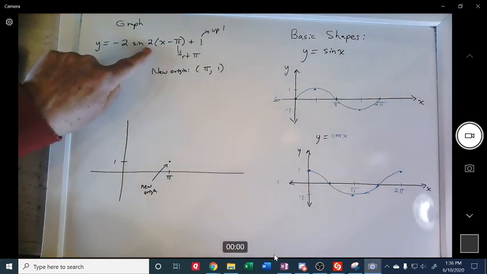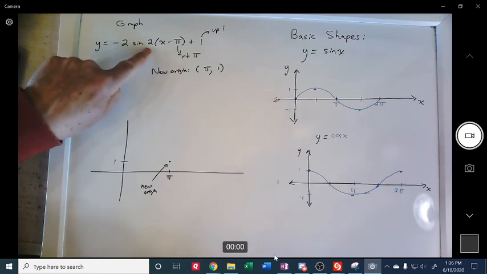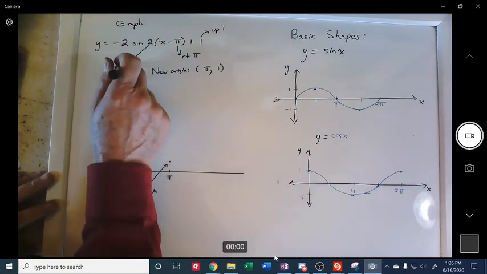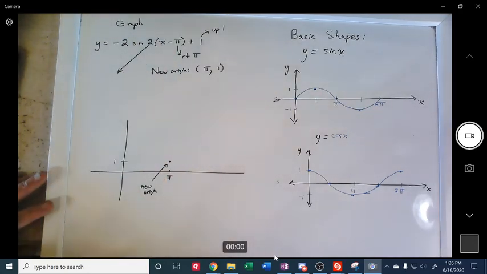What do we call a number right here? We call it a horizontal, what, compression or a stretch? It would be a horizontal compression by a factor of 2. Now, that's normally called horizontal compression factor of 2.